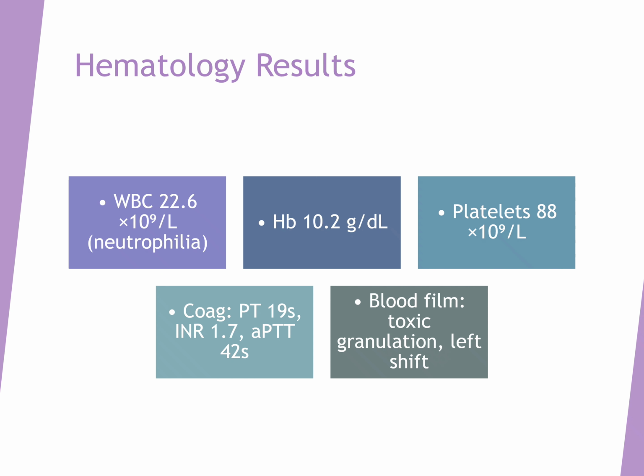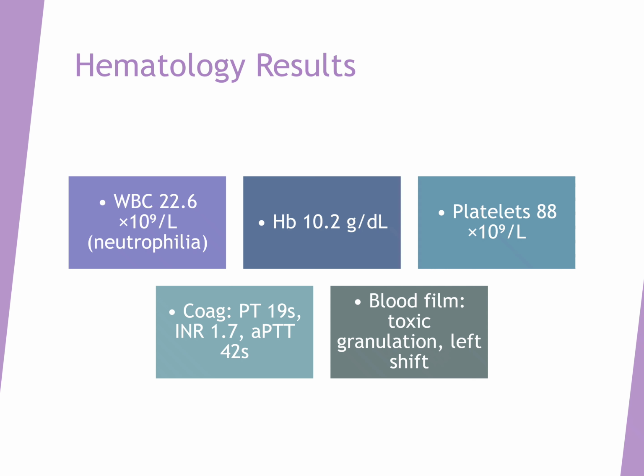Hematology results. The hematology results show several important findings. The white blood cell count is significantly elevated at 22.6 times 10 to the power of 9 per liter, indicating leukocytosis. The neutrophil count is markedly increased, which is typical of a bacterial infection. The hemoglobin level is slightly reduced, which may reflect inflammation, chronic disease, or dilution from fluid resuscitation. Platelet levels are low at 88 times 10 to the power of 9 per liter. Thrombocytopenia in septic patients can indicate platelet consumption or early disseminated intravascular coagulation, also known as DIC.